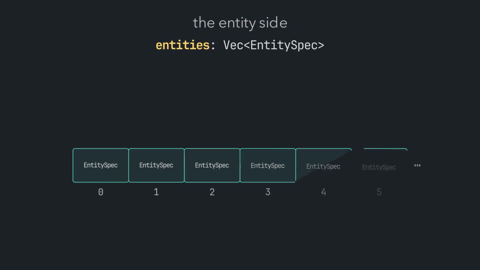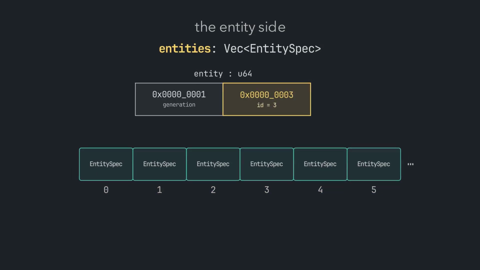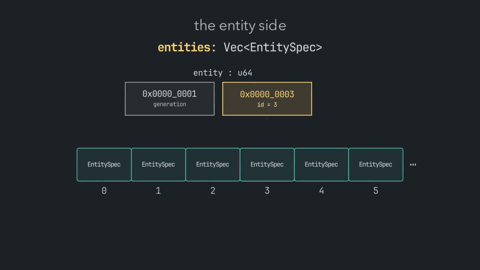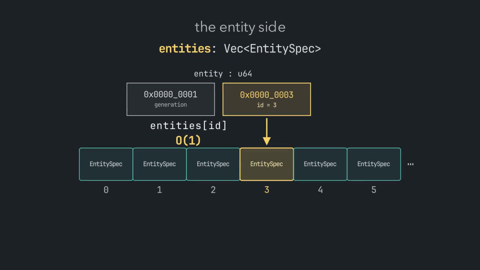The entity side is the heart of this video. There's a field, entities, a flat vec of EntitySpec, and the index into that vec is literally the ID half of the entity we split apart in video 2. Lookup is O of 1, just indexing, no hashing.